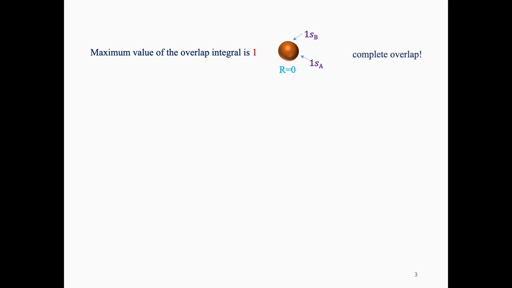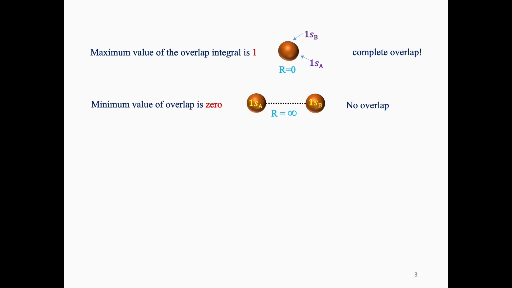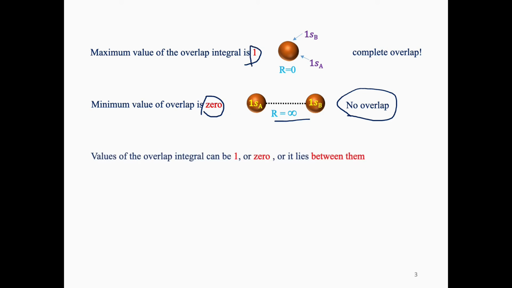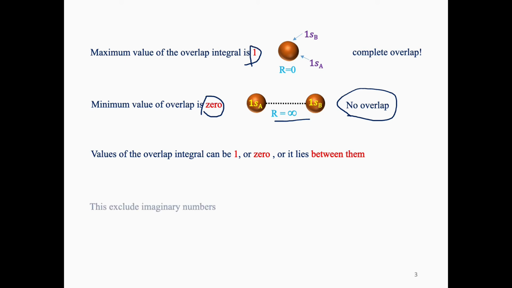Now we have these 1sa and 1sb orbitals. The maximum value can be 1 when the 1sa and 1sb come closer and perfectly overlap each other at a distance r equal to 0. Another scenario is the minimum value of overlap, which is at r equal to infinity. There will be no overlap, and at r equal to infinity, according to the plot, the S value will be 0. So there is no chance of any imaginary values, but it lies between 1 and 0, and it can be 1 or it can be 0 also.